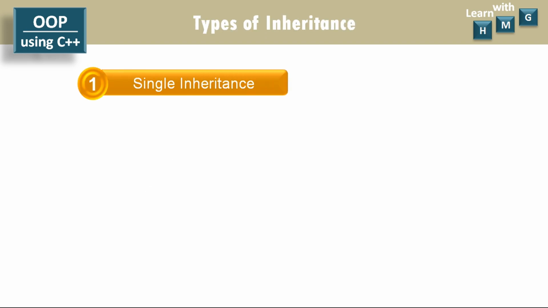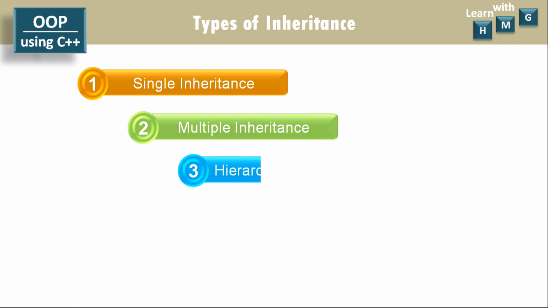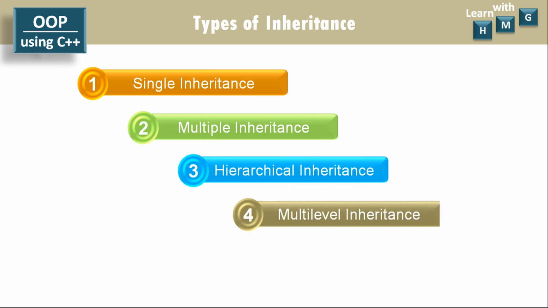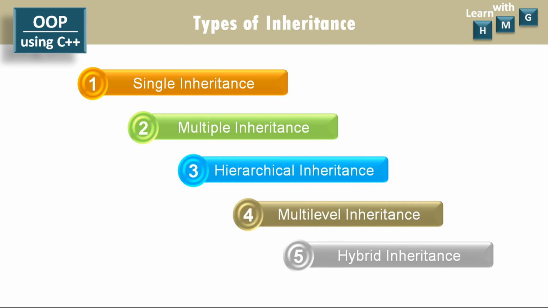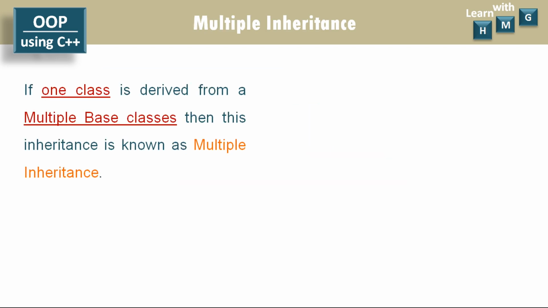So let us revise the types of inheritance. The first, single inheritance, multiple inheritance, hierarchical inheritance, multi-level inheritance, and hybrid inheritance. And in this video we are going to discuss multiple inheritance. So let us see what we mean by multiple inheritance. If one class is derived from multiple base classes, then such type of inheritance is known as multiple inheritance.